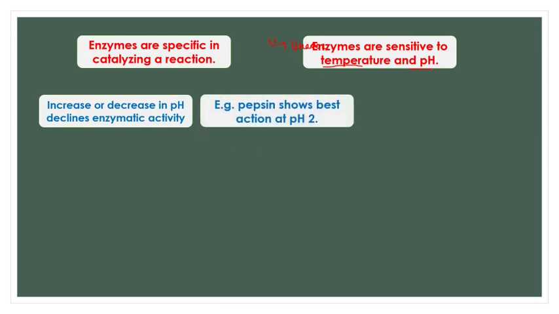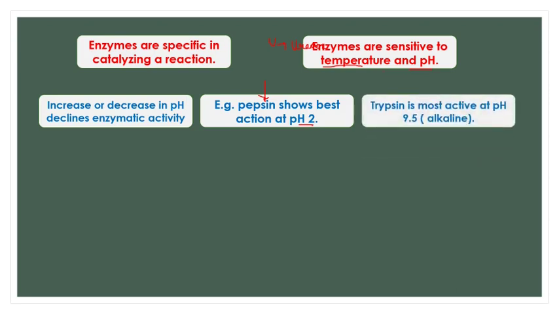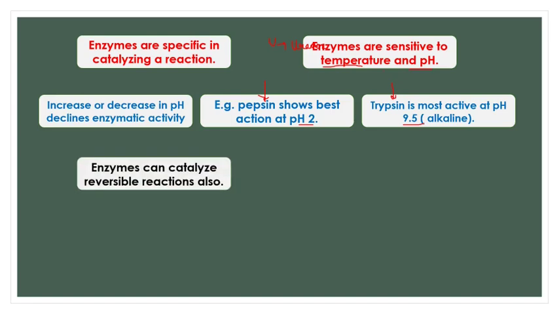For example, pepsin is a protein digesting enzyme. This can work very well in the stomach where the acidic medium is present because of secretion of hydrochloric acid by gastric glands. The pH is 2, and only in acidic pH can this enzyme pepsin work. Whereas there is another enzyme, trypsin, which is secreted in our intestine. This is active at alkaline pH, that is 9.5. So different enzymes can work very well at different pH.